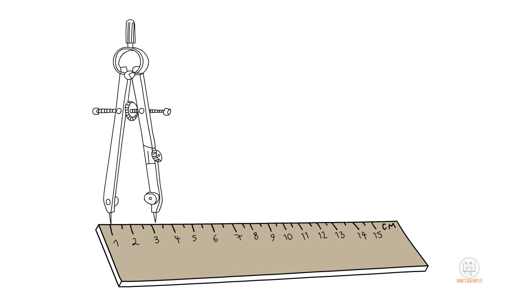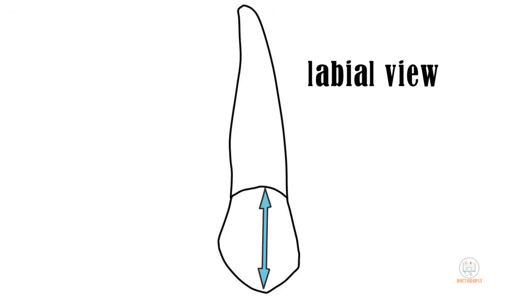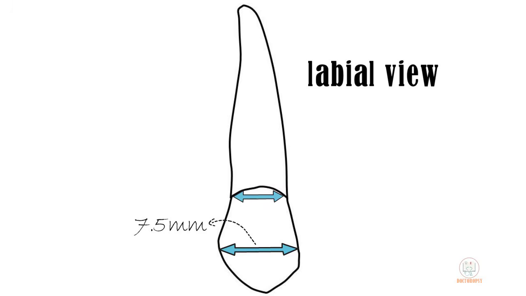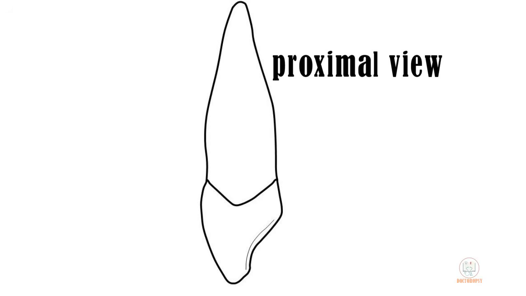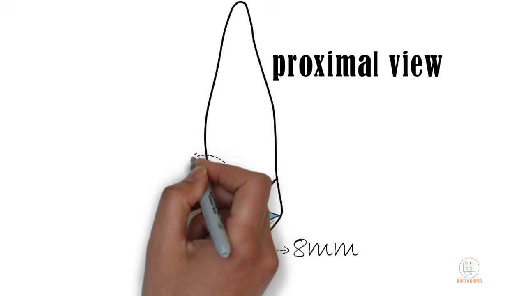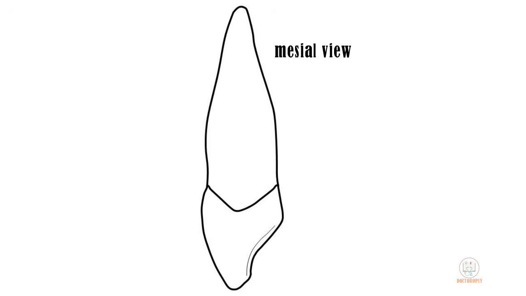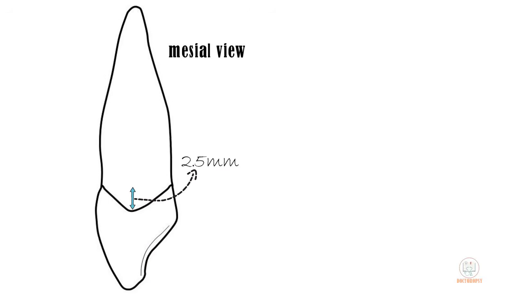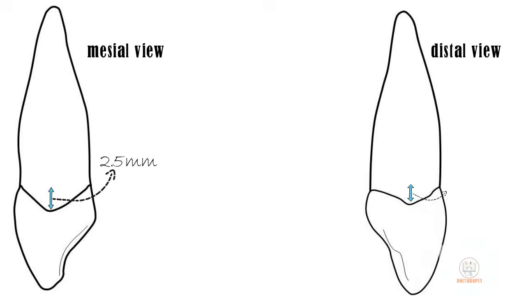Coming to the measurements, the cervico-incisal length of the crown is 10 mm and root length is 17 mm. The mesodistal diameter of the crown measured at the contact area is 7.5 mm and at cervix is 5.5 mm. The labiolingual diameter of the crown at the level of cingulum is 8 mm and at cervix is 7 mm. The curvature of cervical line on the mesial aspect is 2.5 mm and at distal aspect is 1.5 mm.